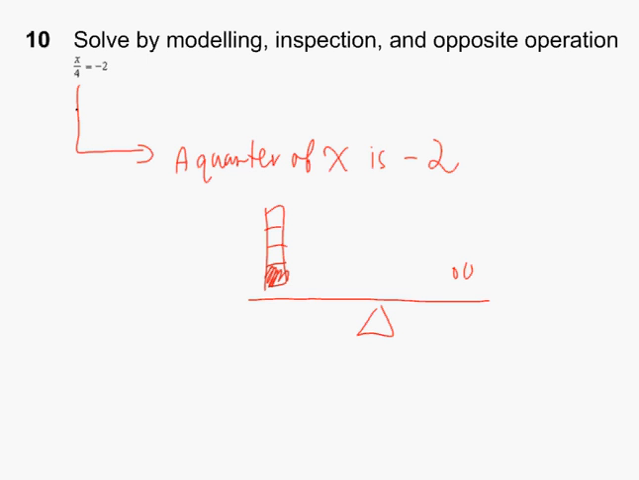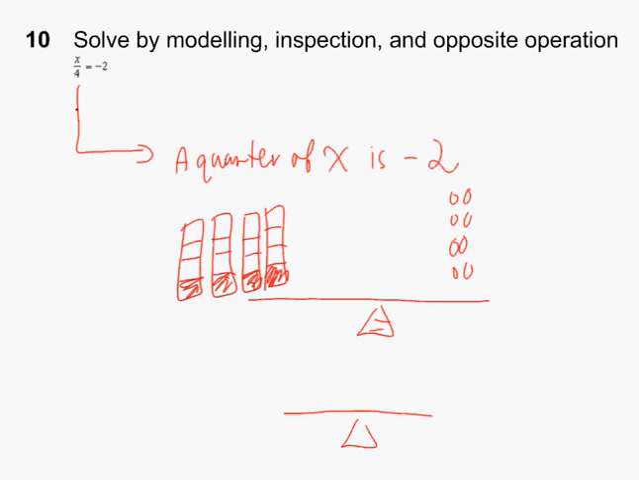I don't want to know what a quarter of x is, I want to know what all of x is. So I'm going to quadruple both sides. And by quadrupling this side, in order for this to maintain balance or equality, I must quadruple the other side. And when I reimagine my picture, it's going to be a full x is equal to 8 negatives, or x equals negative 8.